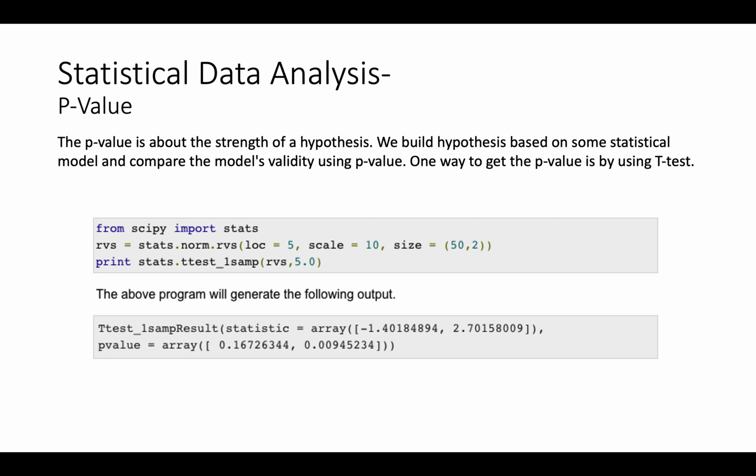P-value is about the hypothesis. We build a hypothesis based on some statistical model and compare the model value using the p-value. One can get the p-value using the t-test. This is the tool used for the hypothesis, that is, for the value of the sample, independent of the observations.